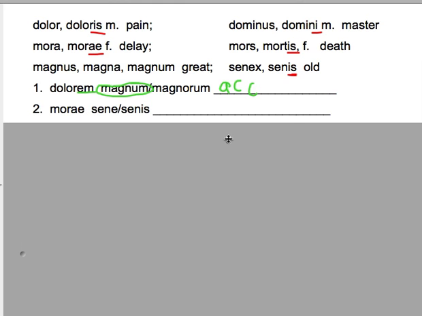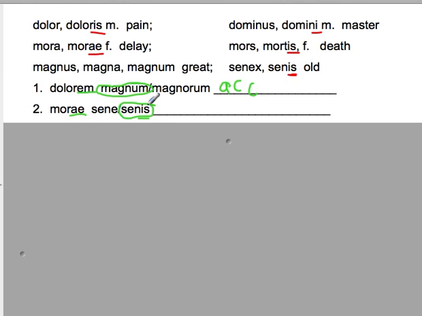Let's try number 2. I've got morae and then either sene or senis. Alright, so I'm going to highlight the ending on morae, and I know that comes from a first declension noun, so I know this is either genitive singular, dative singular, or nominative plural. Those are all possibilities. I'm going to look over here at this third declension adjective. Is either one of these genitive singular, dative singular, or nominative plural? The answer is, with this is, senis. That's a genitive singular form.